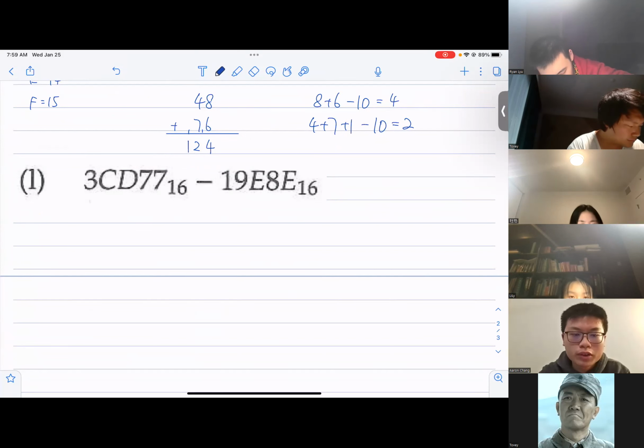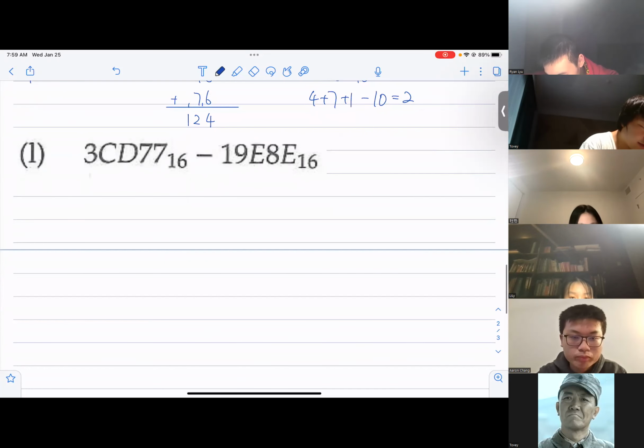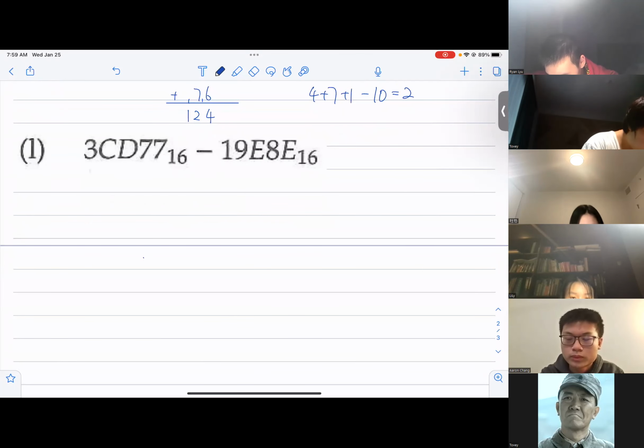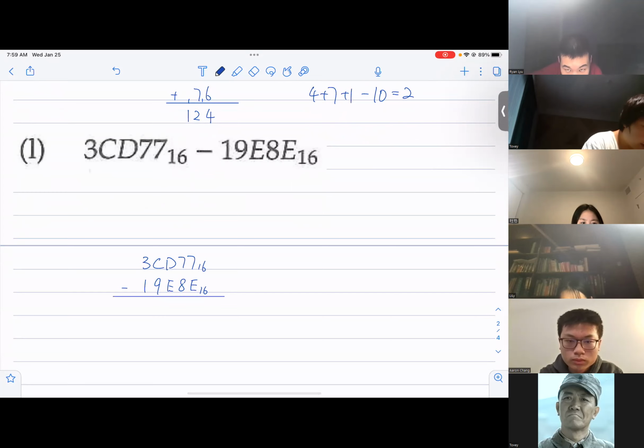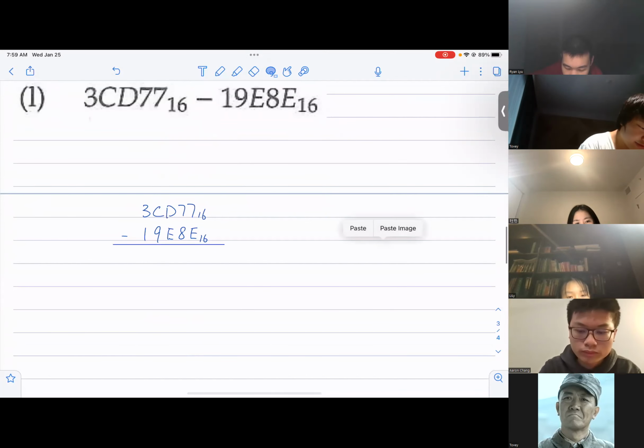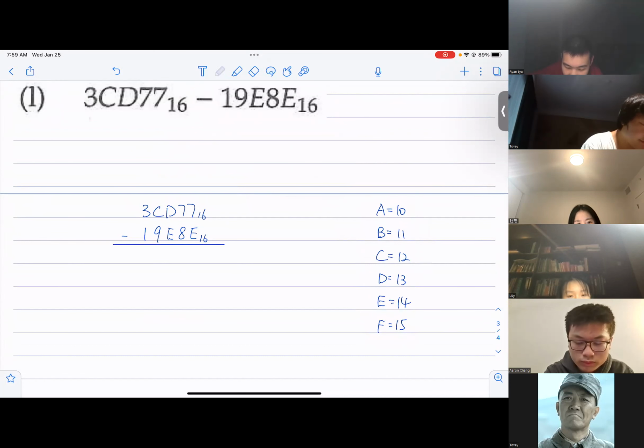So we can write it vertically first. Yeah, like a long subtraction, yes. So we write down maybe here. So 3, okay, next page, 3CD77, and then 19E8E. And again, just for your convenience, I'm going to bring these over here. Okay. Oh, Rika already found the answer. Very nice.